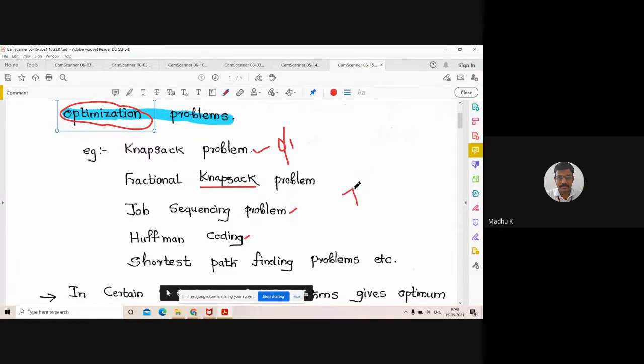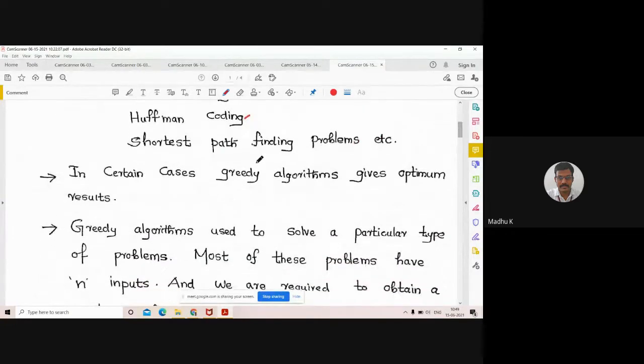Then TSP. What is TSP? TSP means traveling salesperson problem. It is possible to solve these problems using the greedy approach. These are some particular types of problems that can be solved using the greedy approach. In certain cases, the greedy algorithm gives optimal result. If we solve the above problems using the greedy approach, it will give the optimal result, the best result.